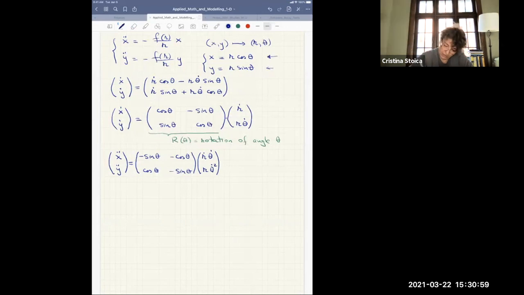And then plus, now this guy stays the same, and I have to do the derivative of the other guys. So here cos theta, minus sine theta, sine theta, cos theta, and now the derivative of this vector. The r dot derivative is r two dots, and the second entry has two terms: r dot theta dot plus r theta two dots.